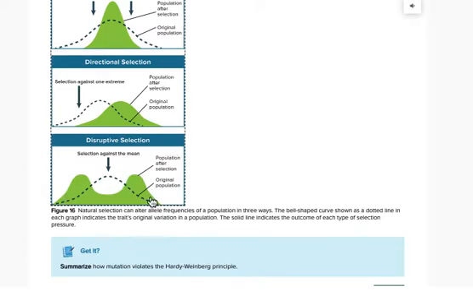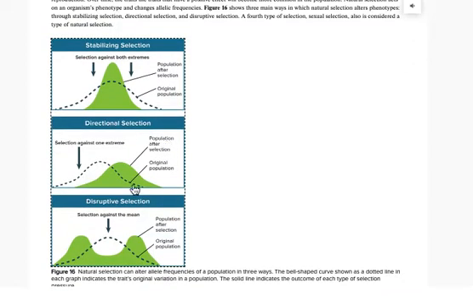Disruptive selection is when it's the extremes that end up surviving. So say you have an insect that can hide on red or white or pink flowers, but all the pink flowers die off. Well, now it's the red and the white that end up surviving, and it's all the pink that dies off. So that's called disruptive selection. Those are all different types of selection.